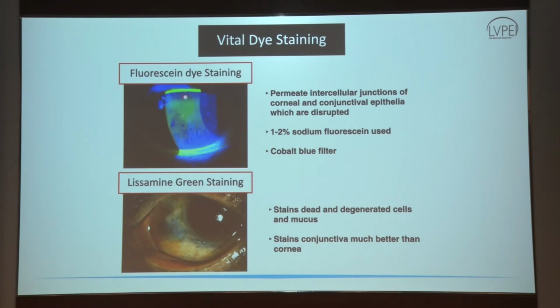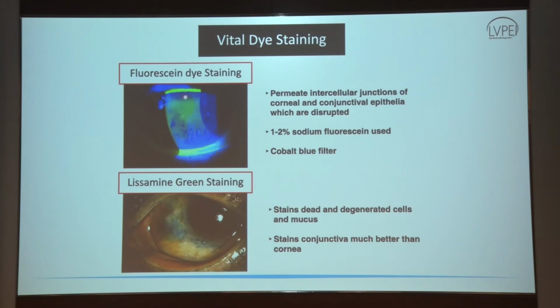Then vital dye staining: there is fluorescein, lissamine green, rose bengal. Fluorescein staining is used for corneal staining more as compared to conjunctival, and 1 to 2% sodium fluorescein is used and observed under a cobalt blue filter. It permeates the intercellular junctions where the corneal epithelium is disrupted, so you can make out where the abrasions and corneal epithelial defects are.